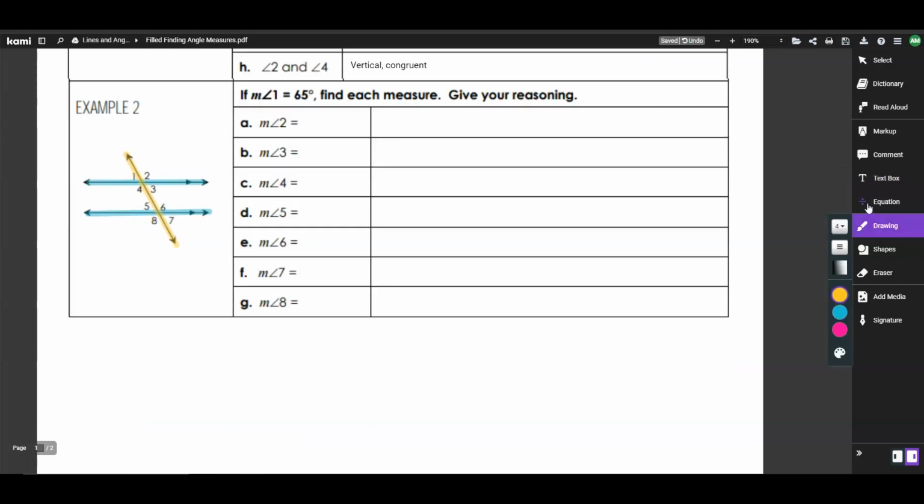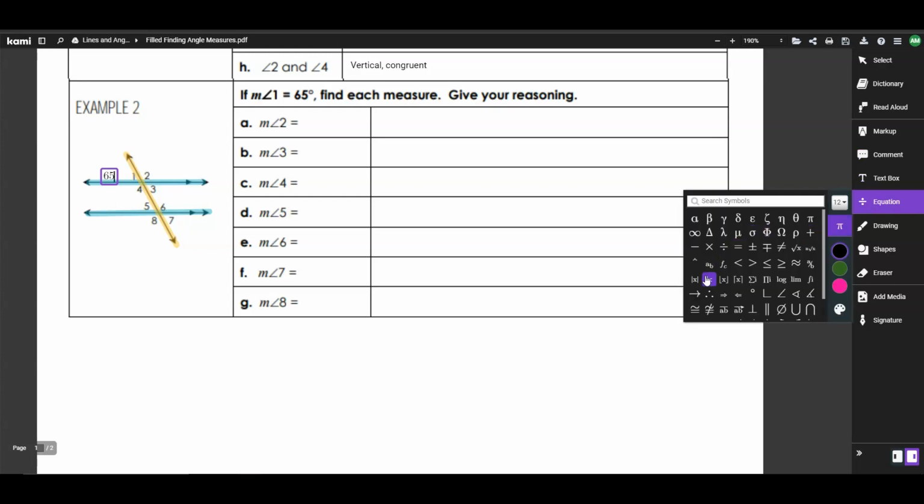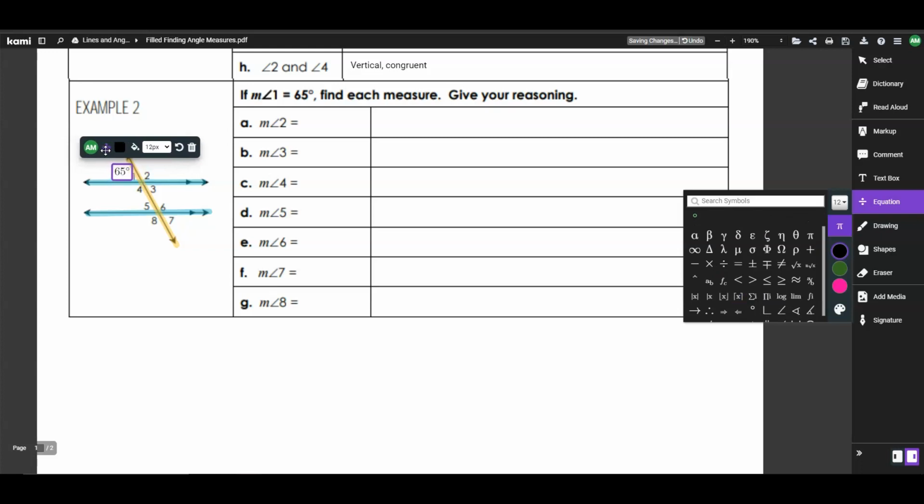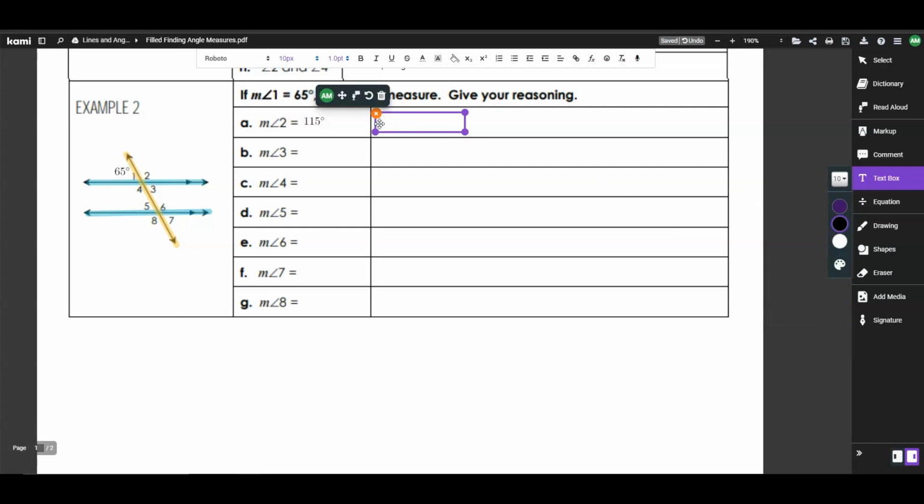All right, up next we have example number 2, and it says the measure of angle 1 is 65 degrees. So I'm going to go ahead and put 65 degrees right there in the spot next to angle 1. And then it asks me to find the other angles. So the first one I'm going to do is angle 2, and that's going to be 115 degrees. The reason for that is it is a linear pair with angle 1.